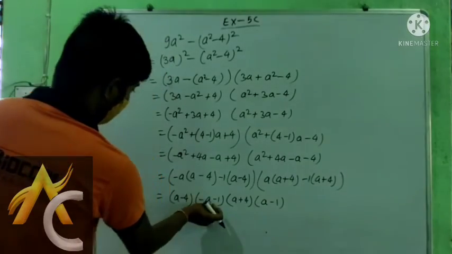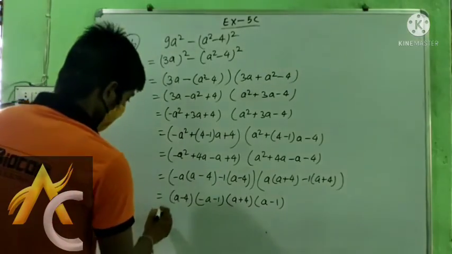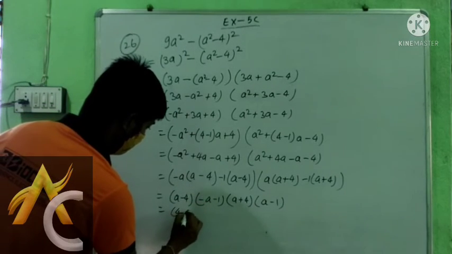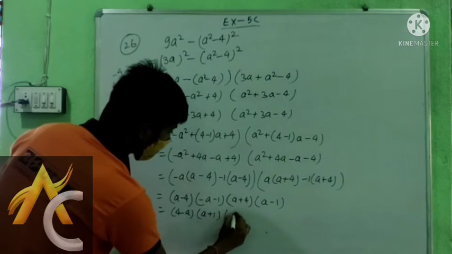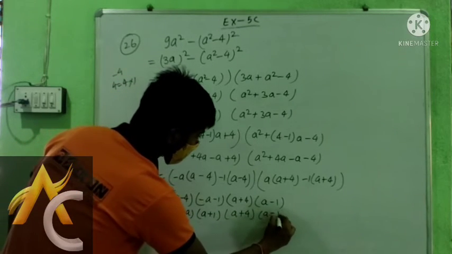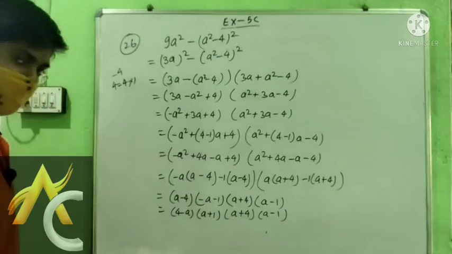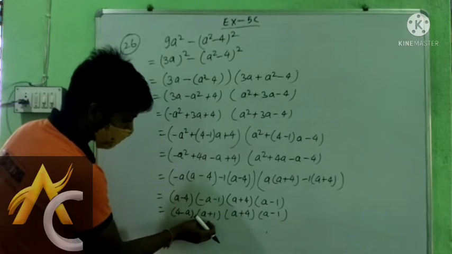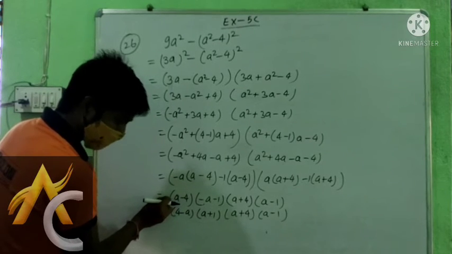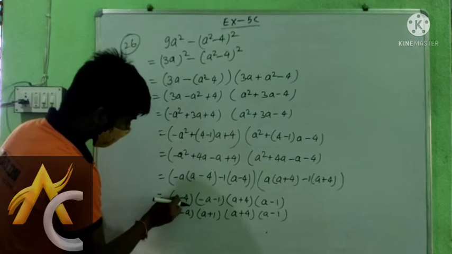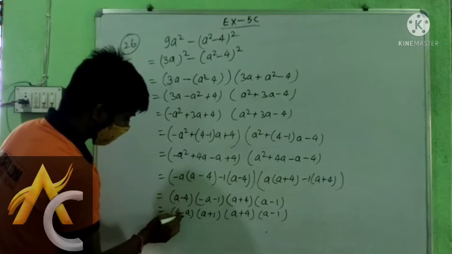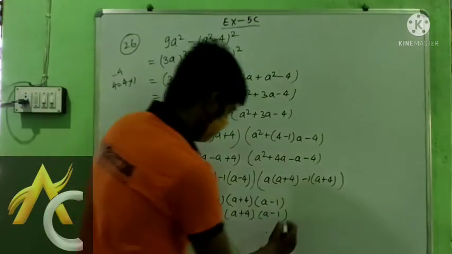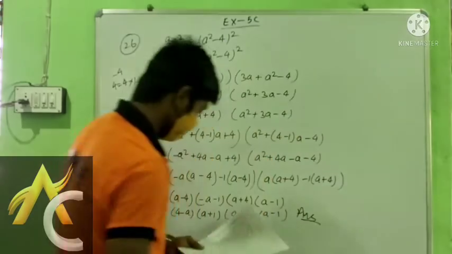Now if you want, you can take minus common from here as well, and let us multiply this minus here, then it will be (4 minus a) into (a plus 1) into (a plus 4) into (a minus 1), sorry. Okay, there is a confusion. If you take minus common from here, then it will be a plus 1, right? And it should be right here. And if you multiply minus with a minus 4, then it will be plus 4 and then minus a. That is what I have written here. This will be your answer. Simple.